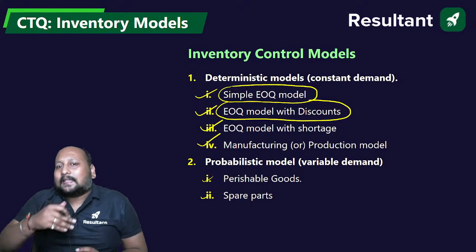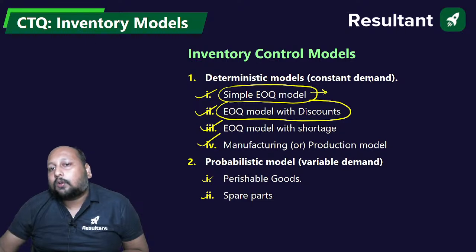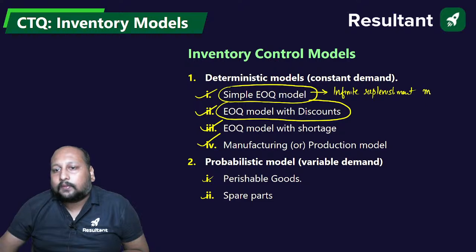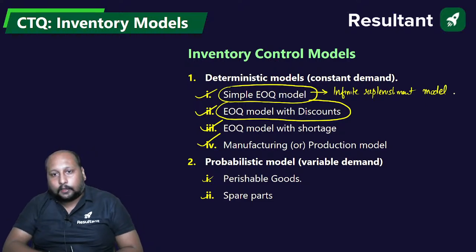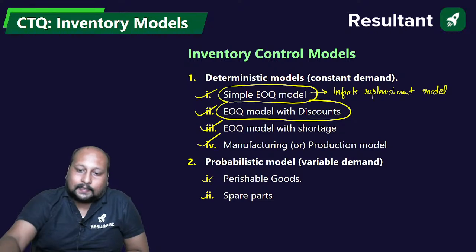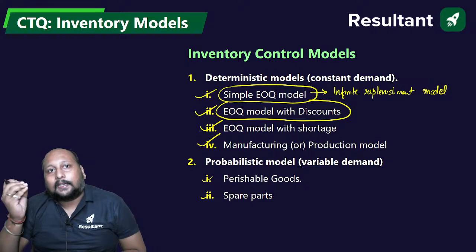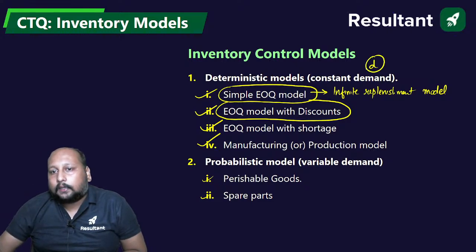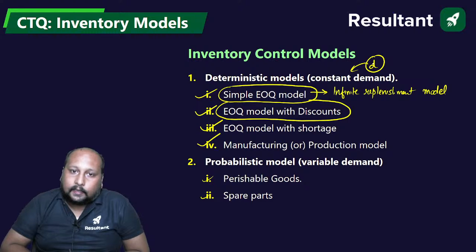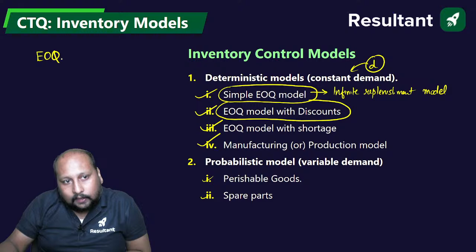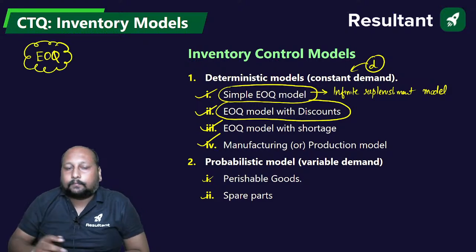Okay, fine. The simple EOQ model is also called the infinite replenishment model. What is the meaning of this infinite replenishment model? Let us take one example. Now we know that this is a deterministic model, so the demand rate will be constant, the small d will be a constant value, right? And there is one term that we are seeing, EOQ, which is very important. Entire inventory will be revolving around this term.